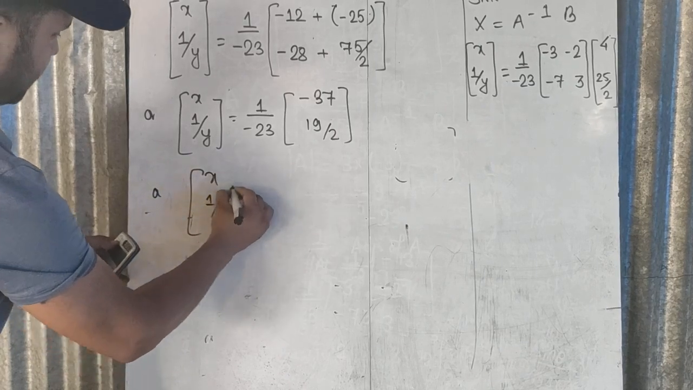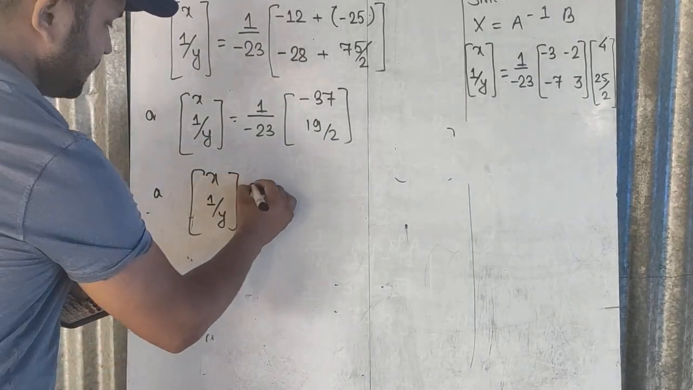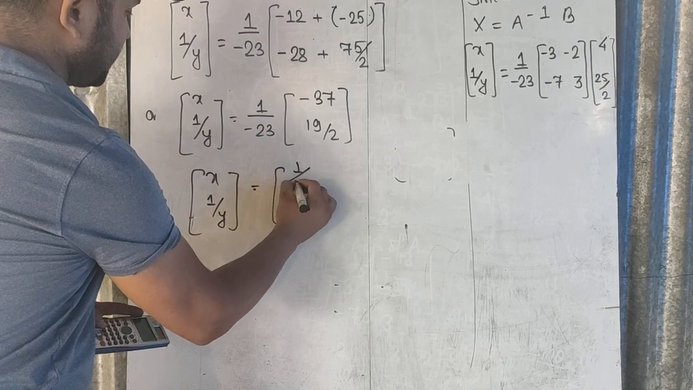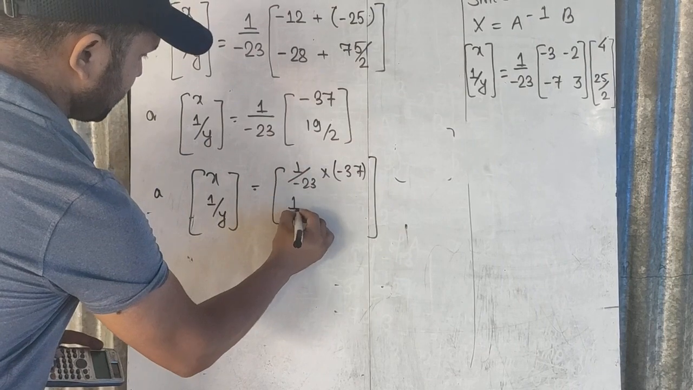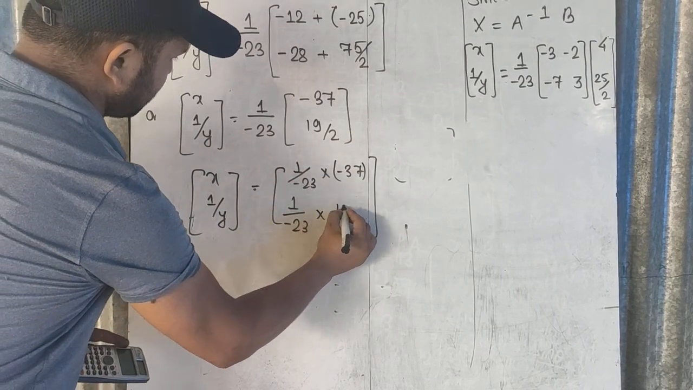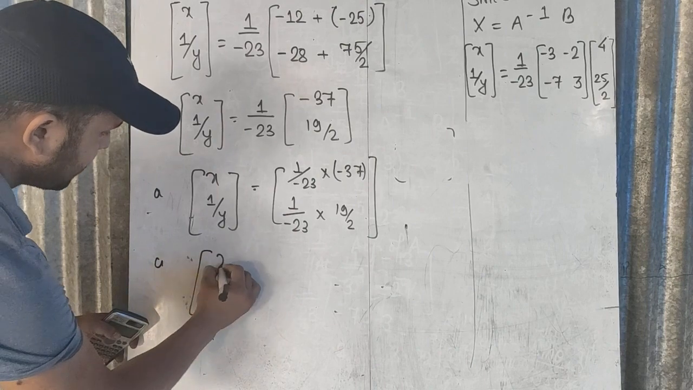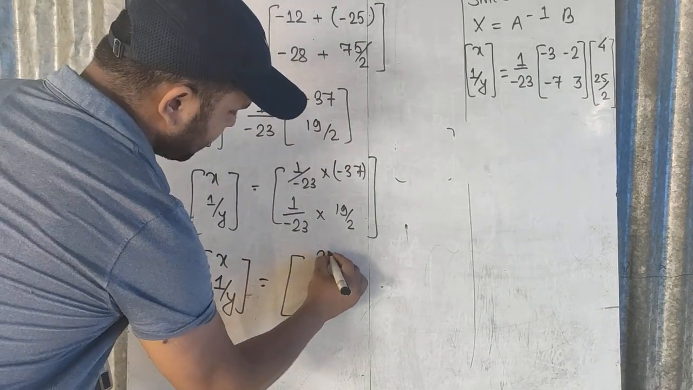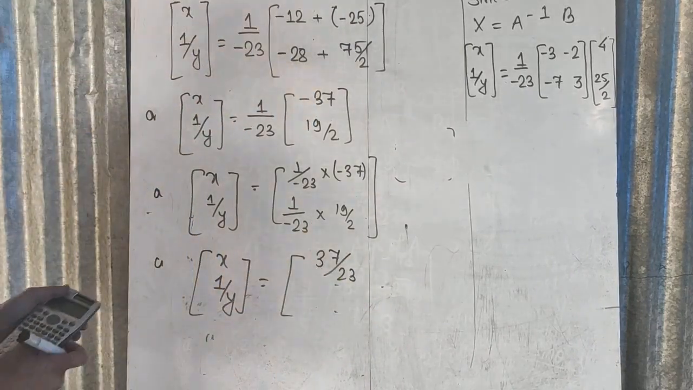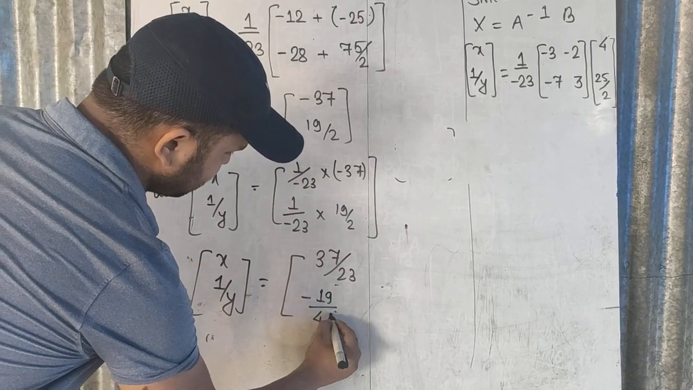x, 1 by y. Now this 1 by minus 23 multiplies to minus 37. So when you multiply here, 1 by minus 23 multiplies to minus 37. Similarly, 1 by minus 23 multiplies to 19 by 2. Now when you do this, we'll get some values. x, 1 by y equals to 37 by 23, and then here you get minus 19 by 46.